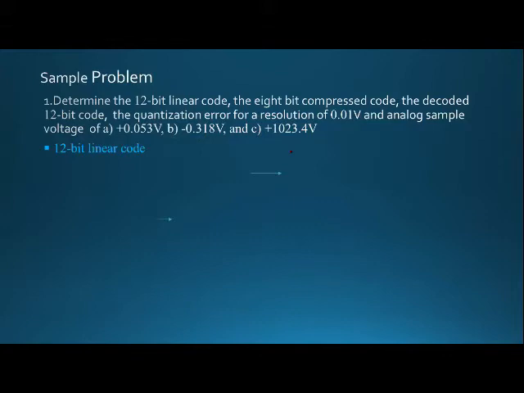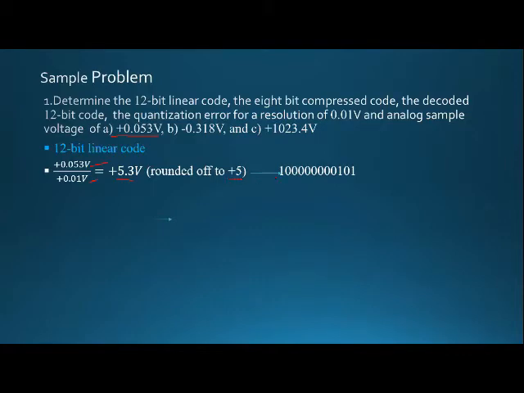For us to quantize this value, first we have to divide our sample voltage by its resolution. Again, we are answering letter A. Divide the sampled voltage by its resolution. So 0.053 volts divided by 0.01 volts would be 5.3. Next, we have to quantize it. Quantizing is the rounding off of that sampled value so that we would not be dealing with decimals. So 5.3 would be rounded off to positive 5.